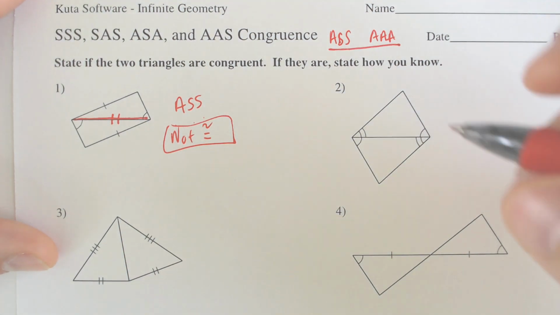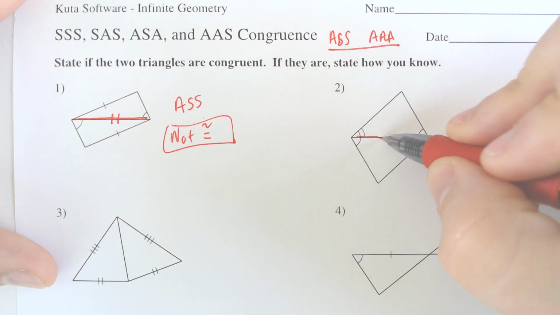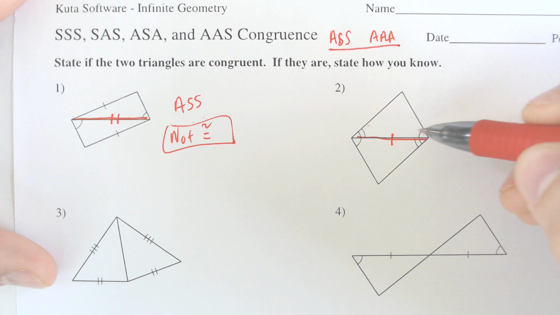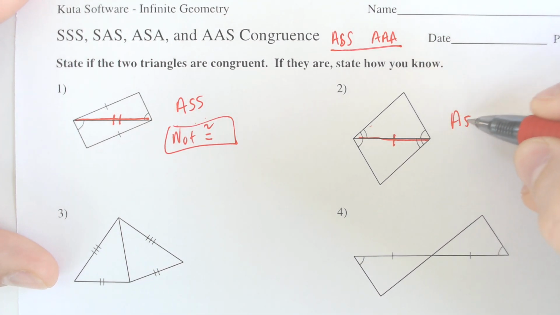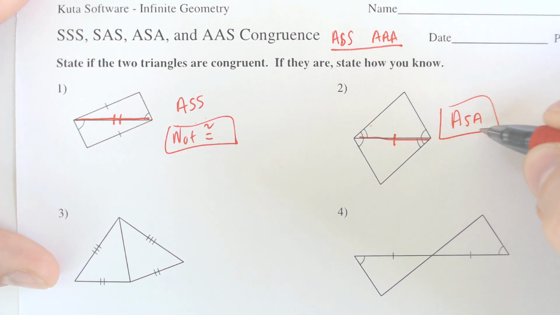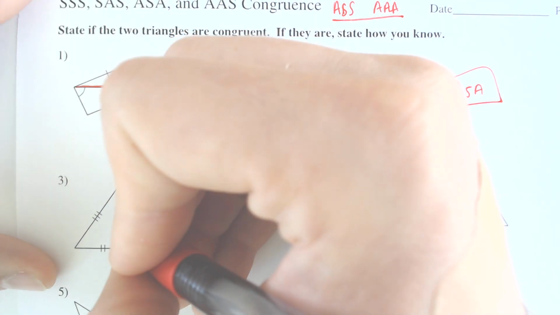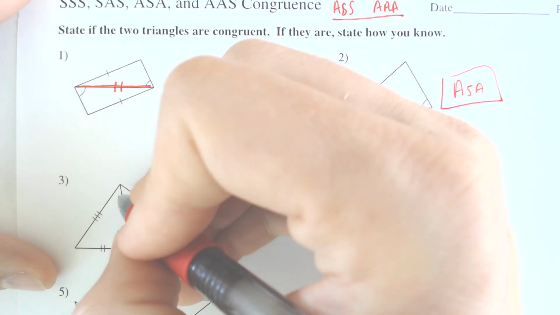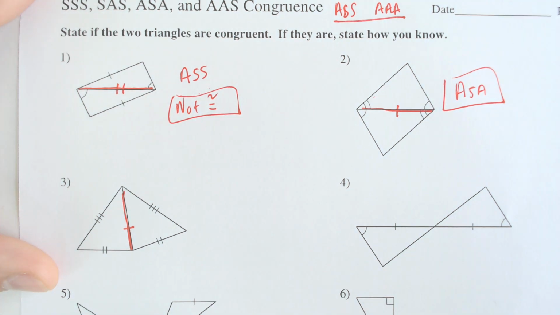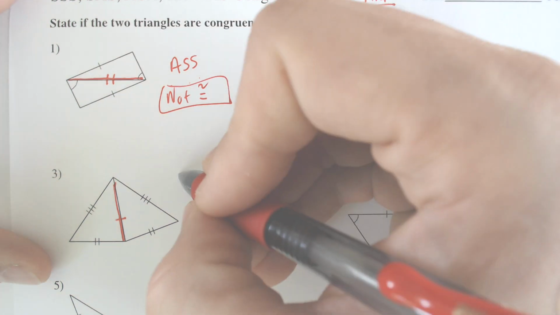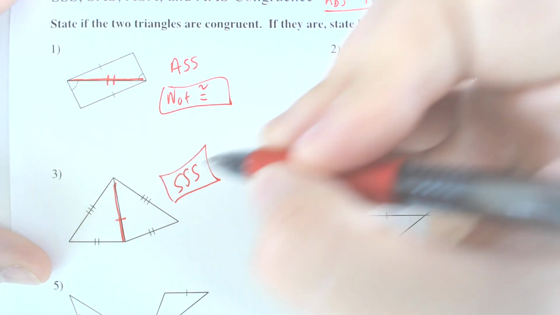All right, number 2, we got an angle, we have a shared side in the middle. So that shared side in the middle is in between these two angles, so that means that this is angle, side, angle. Number 3, another shared side in the middle, this side right here. So on this one we have one side, two side, three side. On the other triangle we have one side, two side, three side. This is side, side, side congruency.